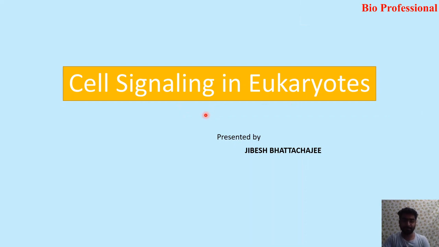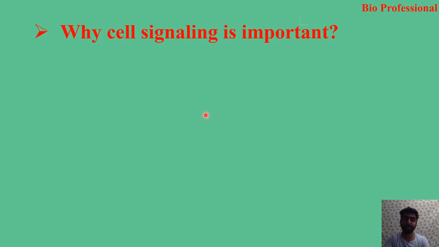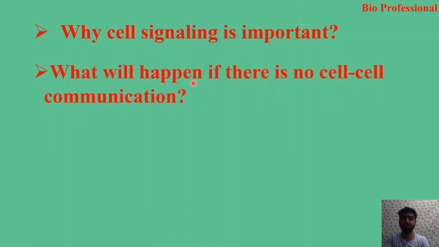So before you start studying cell signaling, you must ask yourself one question: why is cell signaling so important, right? What will happen if there is no cell-cell communication? Because every living multicellular organism you see around performs the cell signaling process. If you consider your body also, the organs that are working in your body are well coordinated. They are connected by some means. We will see how they are connected, right?